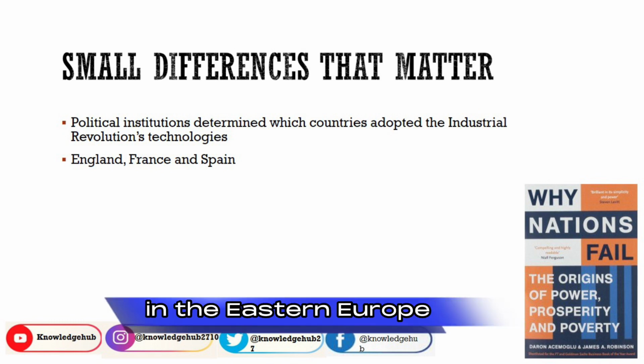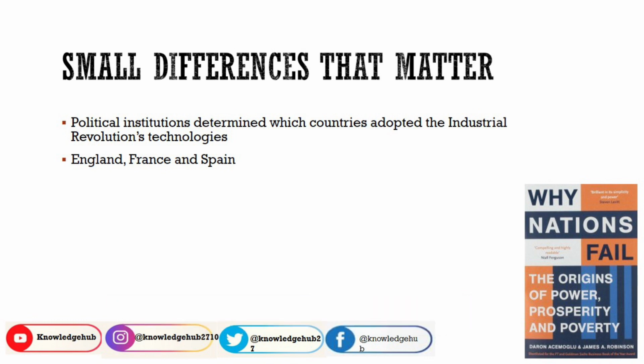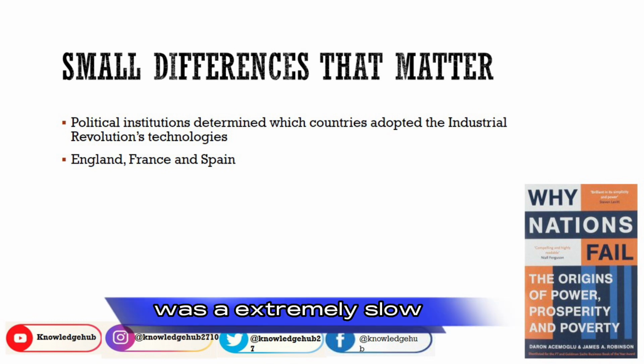For example, in Eastern Europe, the feudal system was much stronger. That is why their development was extremely slow as compared to Western Europe.